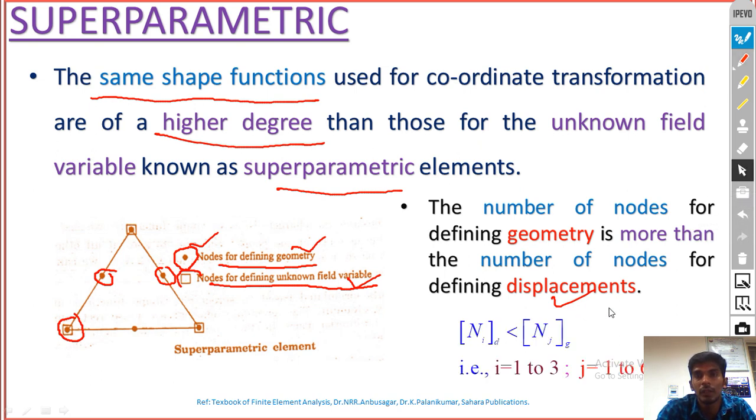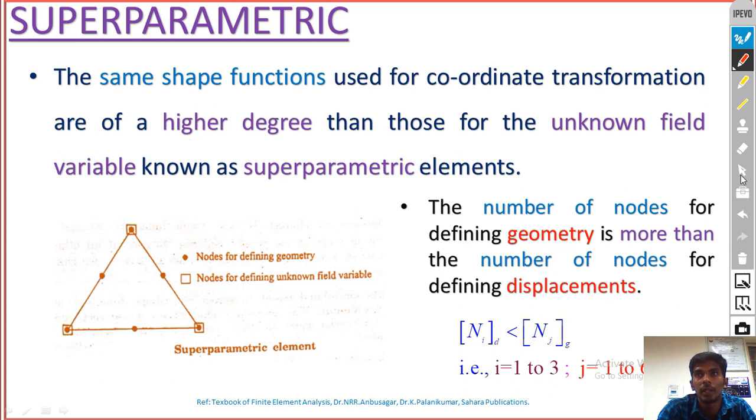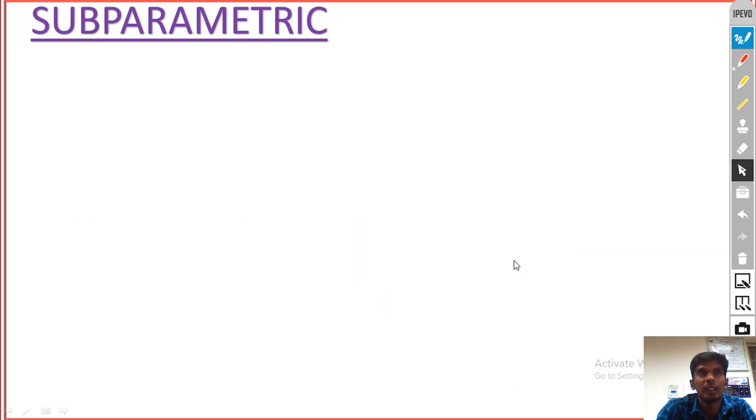In equation we can represent it like this: the shape function at the ith node for displacement is less than the shape function at the jth node for geometry. Geometry is always higher. So i is equal to 1 to 3, and j is equal to 1 to 6, where j is for the number of geometrical representations. So that is superparametric. Next we can go with the subparametric.